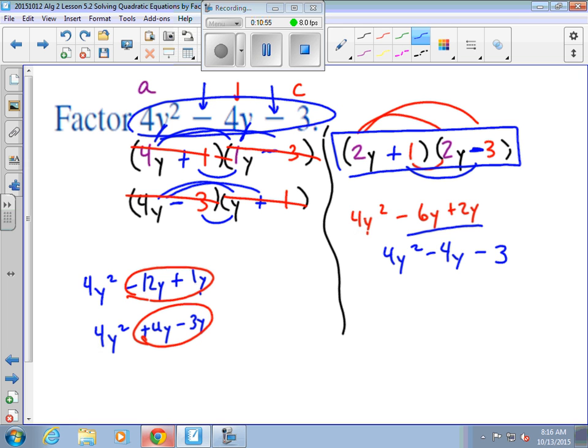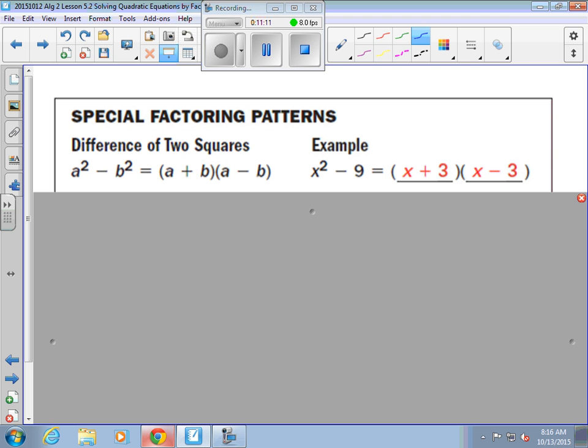2y plus 1 times 2y minus 3. This is what I meant by it not being really more difficult, it's just more work. So it feels like it's more difficult. Now, when you get to special patterns, it's a whole lot easier. These are much, much easier than factoring with a as 1 or even a as something different besides 1.